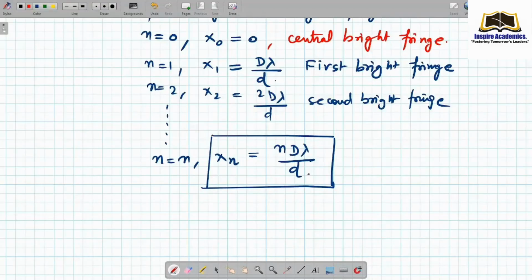Is this clearly understood? Any one of you who do not understand this conversation?